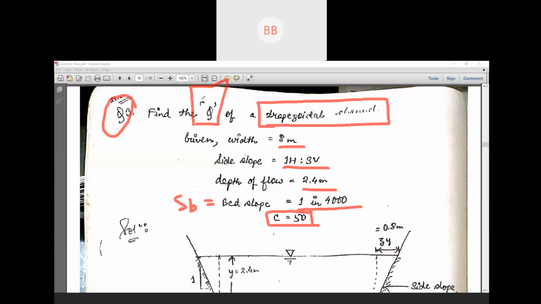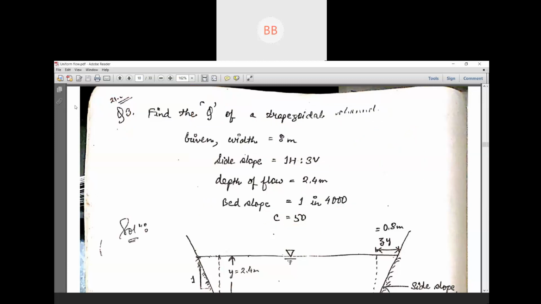So what is given? Trapezoidal channel. Width of the channel is 8 meter. Side slope is 1 horizontal to 3 vertical. Depth of flow is 2.4 meter, and bed slope is given 1 in 4000. And lastly it's given C equal to 50, and we need to find out the discharge. Q equal to what will be the discharge?